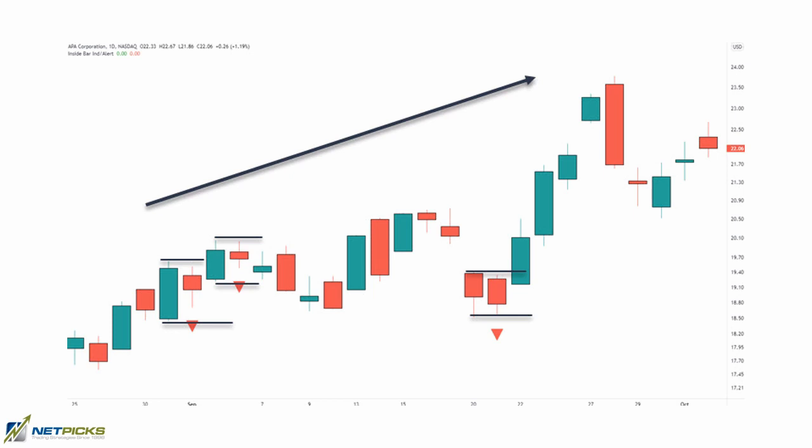Now, when you trade with inside bars, and I'll say this repeatedly, it's an underrated approach to the markets. So make sure you check out this video here. You can see a very interesting approach to profiting from this type of candlestick.